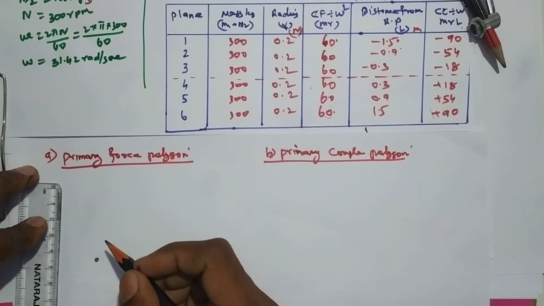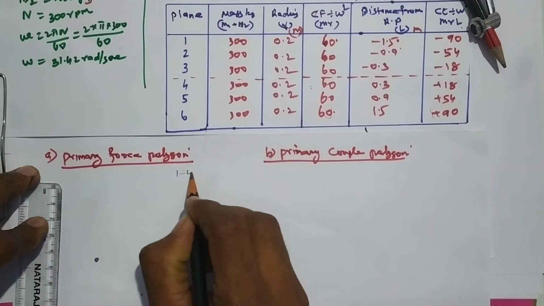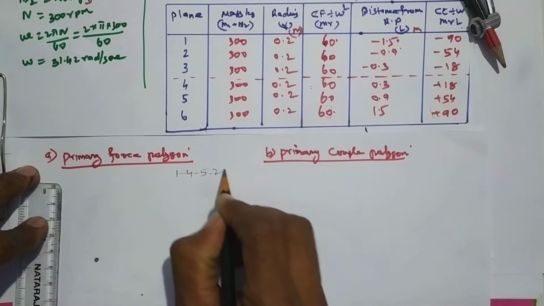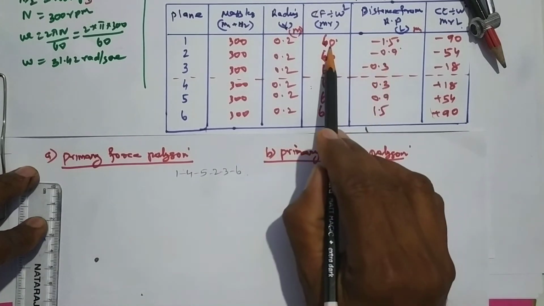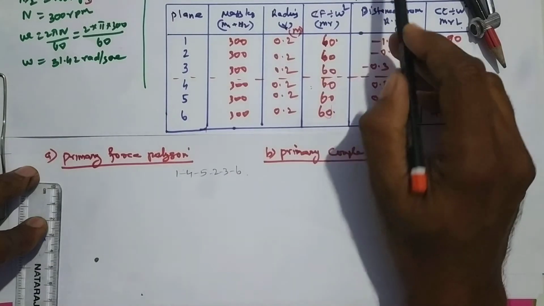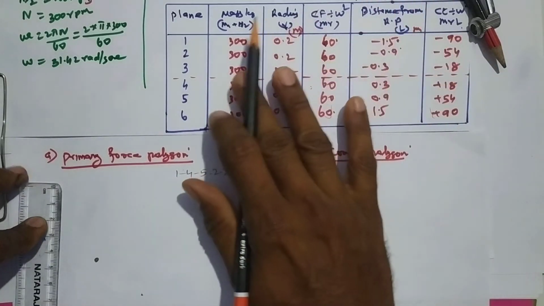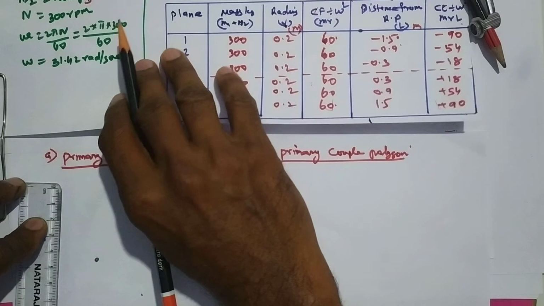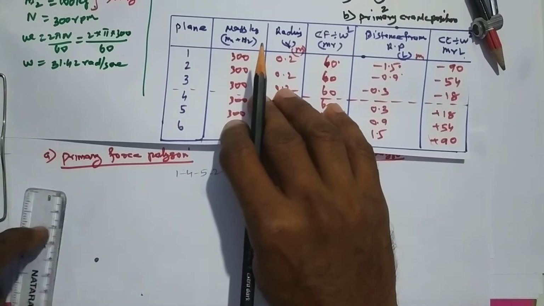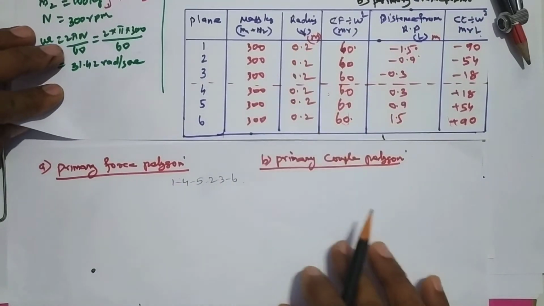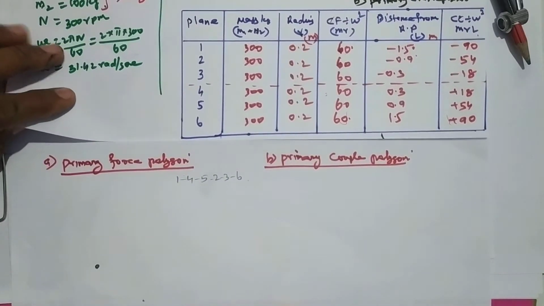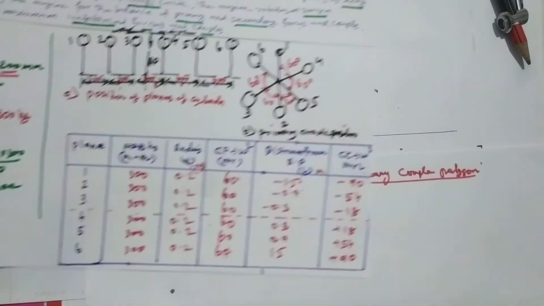The firing order is 1 4 5 2 3 6, so according to this firing order you should proceed. What is the first? The first is 60. What is the angular position? The angular position is always vertical, right? You see this diagram very clearly, the angular position diagram.